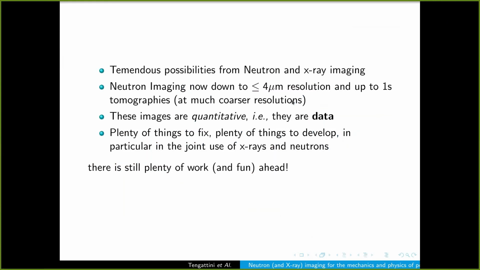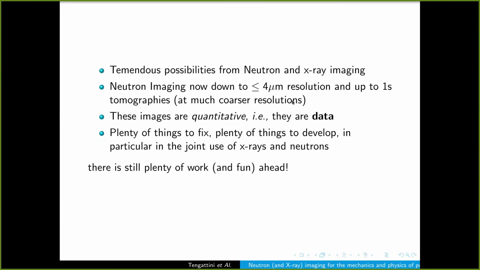To finally conclude, I hope I convinced you that there are some tremendous possibilities of the combined use of neutron and X-ray imaging. The combination of these two techniques is relatively recent, only since the last 3 years, essentially. In terms of spatial and temporal resolution, I haven't had time to get into the details, but the current boundaries of what's possible are being pushed. We are currently around 3 micron spatial resolution, and tomography can go as fast as 1 second.